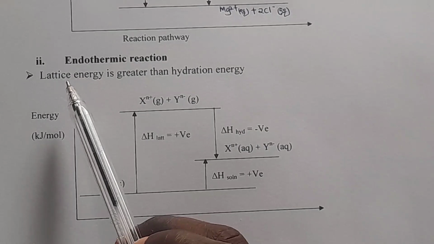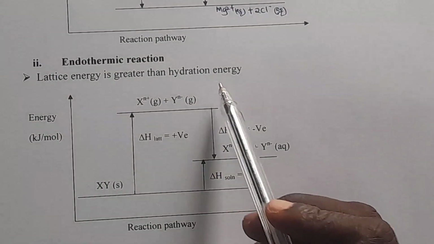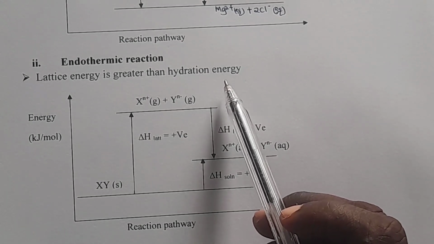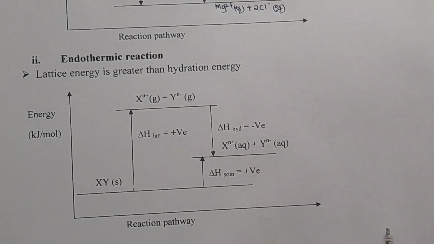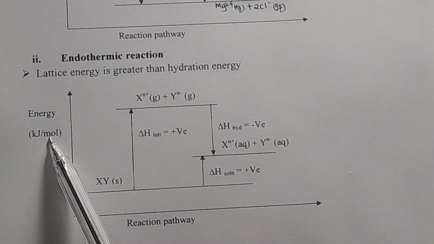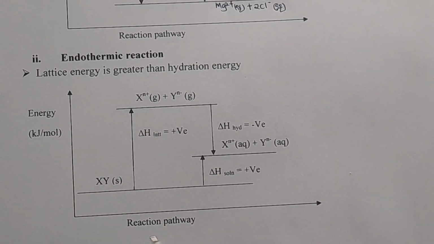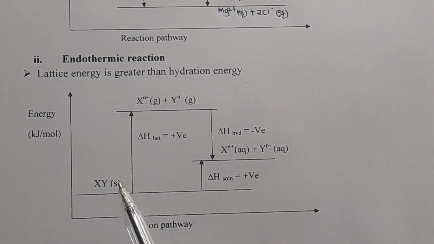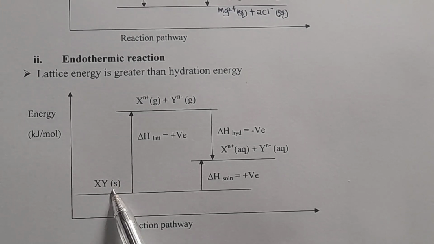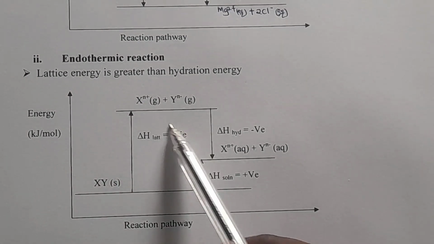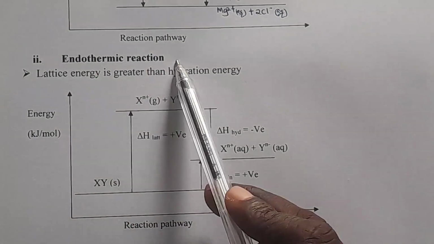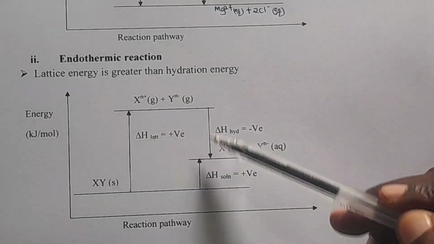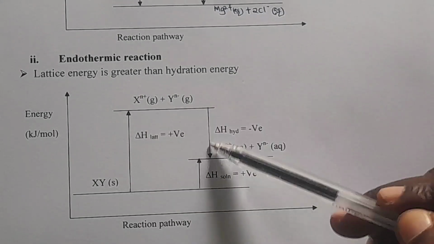And the reason is that lattice energy was greater than the hydration energy. So that will result in a positive enthalpy of solution. So we have again the same energy in kilojoules per mole. Here we have reaction pathway, or reaction path, or reaction progress, or you can say reaction coordinates. Here we have the ionic compound XY, which is solid. So this is the lattice energy. Remember, in an endothermic reaction, the lattice energy is greater. You can see the distance there compared to the hydration energy, which is now smaller in our case.